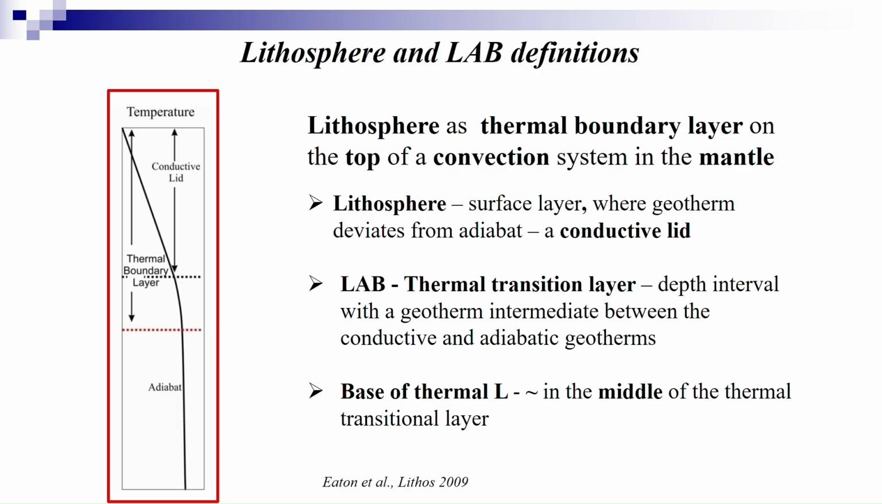In this case, the LAB is the thermal transition layer, a depth interval with a geotherm intermediate between the conductive and adiabatic geotherms. The base of thermal lithosphere is assumed approximately in the middle of the thermal transition layer.